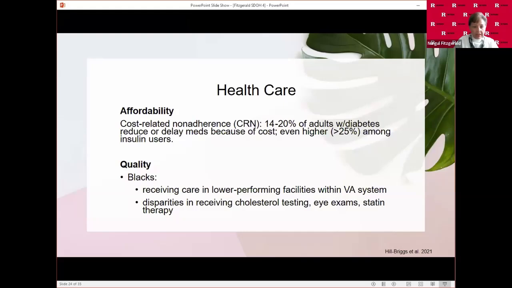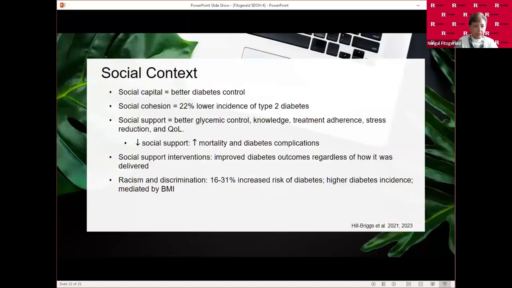In terms of the quality, there is this additional aspect of the racial disparity as well. For example, Blacks receive lower quality of care, even within, for example, the VA system. It's been reported, and disparities in screening and diabetes management exams and therapies have also been reported.